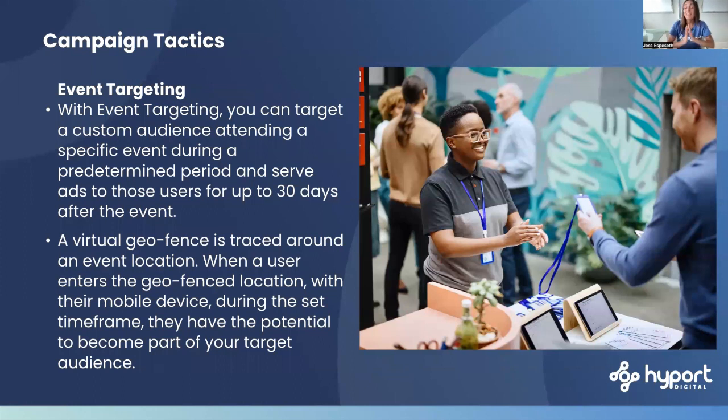The event targeting kind of goes hand in hand with geofence targeting. And here at Hyport, this is one that we love to be able to implement for businesses. With event targeting, that is when you can actually target an audience attending a specific event during a predetermined period of time and then serve ads to them following the event. So we take that digital fence, right, that digital net essentially, and we lay it over and trace the area where the event is happening.